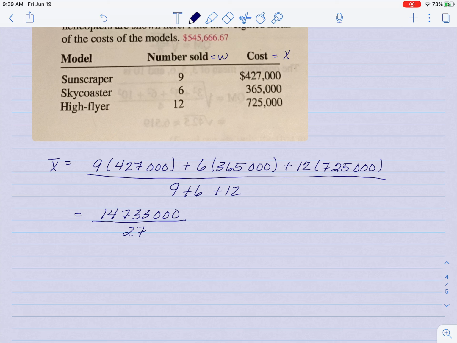When I divide them, I get 545,666, and then it says .6667, but this is money, so 67 cents. So the weighted mean is 545,666 and 67 cents. All right, so that's our weighted mean. And the last thing that we want to cover, we'll cover in the next video, and this is the shape of distributions.